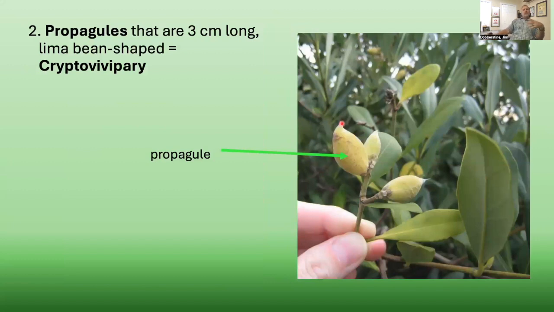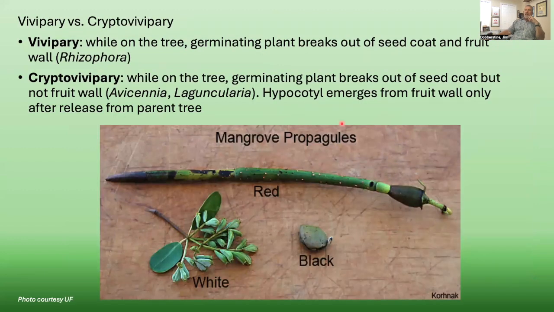Their propagules are a little different than the Rhizophora in a couple different ways, and they undergo a process called cryptoviviparity, right? So here you've got this propagule that's about 3 centimeters long, a little bit smaller, and it's kind of lima bean shaped. And so the difference between vivipary and cryptovivipary occurs in this fashion.